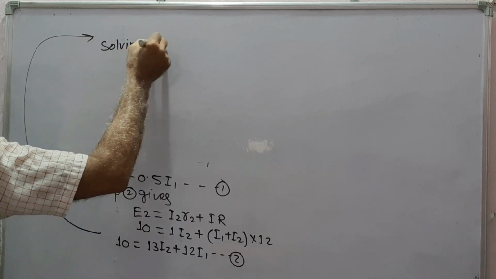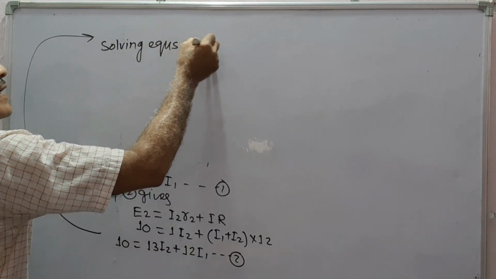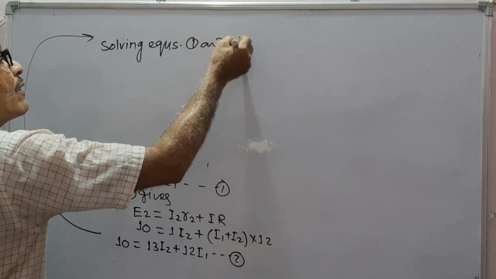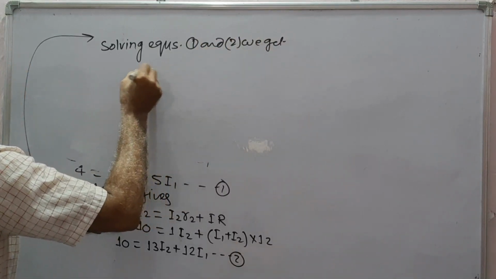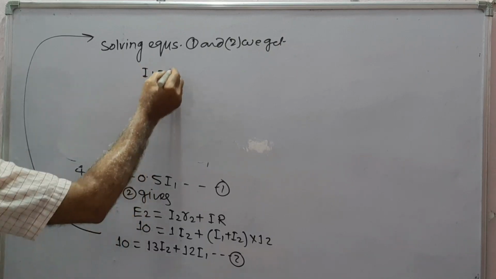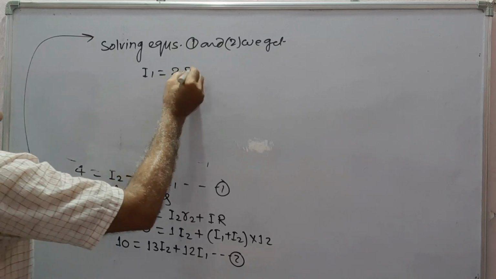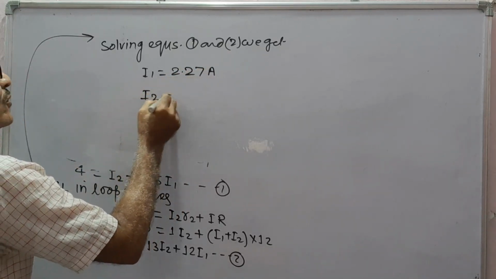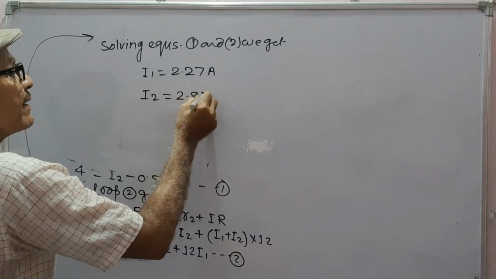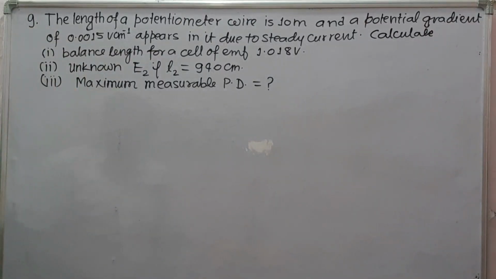Solving equations 1 and 2, we get I1 is equal to 2.27 ampere, I2 is equal to 2.87 ampere. Next question number 9.